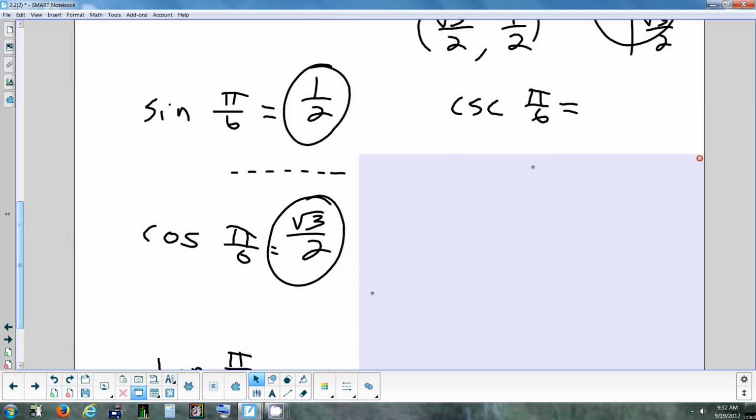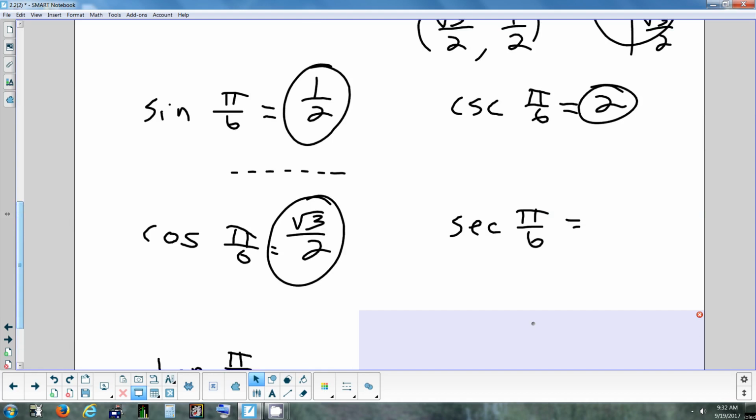All right, cosecant. How about Connor? Cosecant of pi over 6, or 30 degrees, same thing? Yep, 1 over a half, which means to flip a half, find the reciprocal, which would be 2. Yeah, 1 over just means flip.